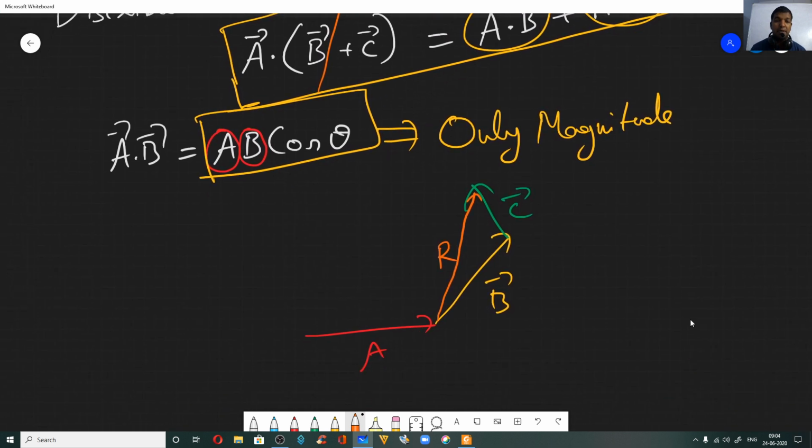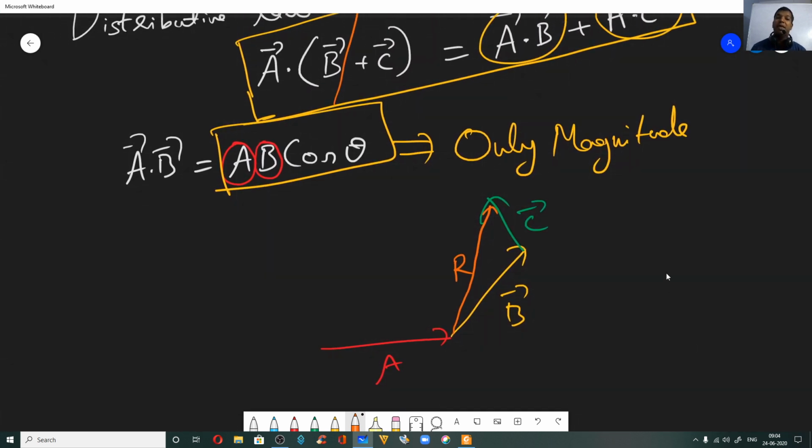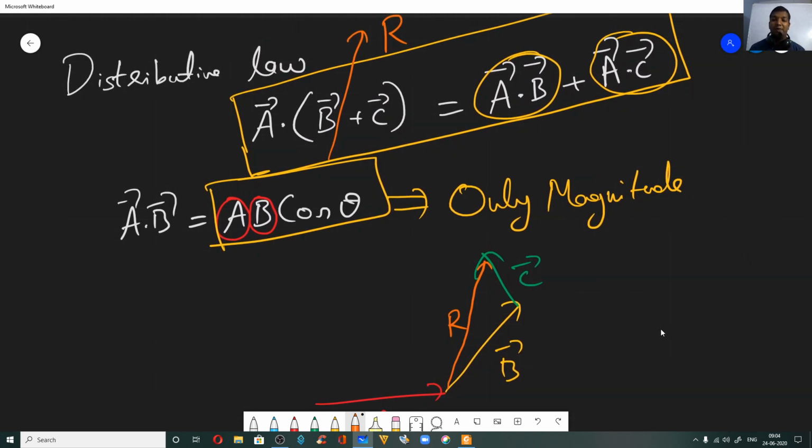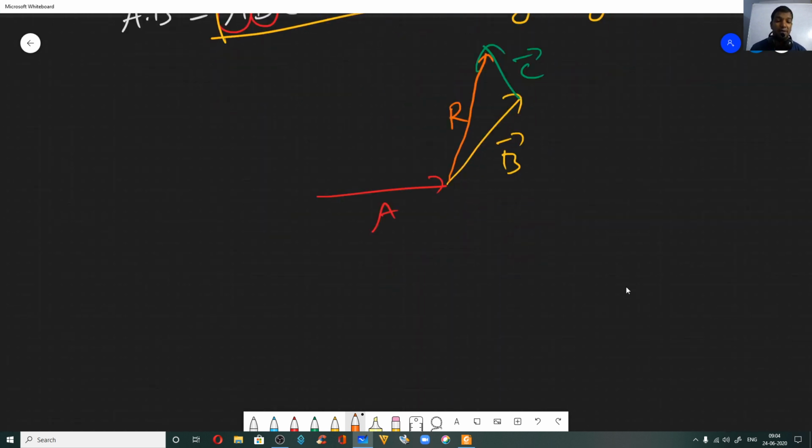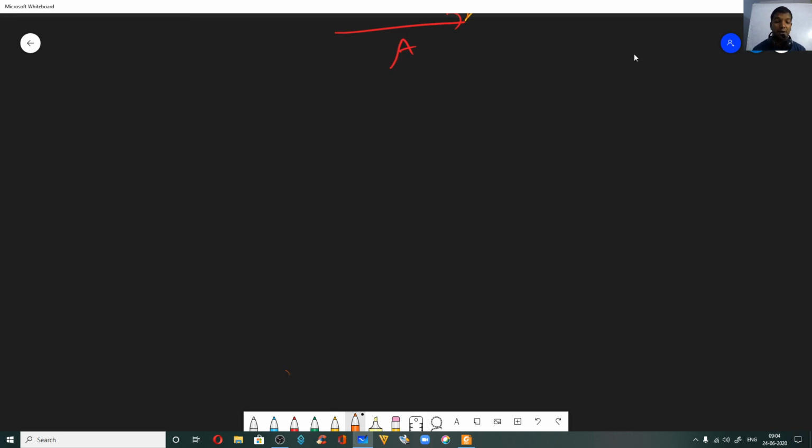All right, fine. Otherwise, you can prove it by taking some values, your own values for angles. So this is about the distributive law, and let us try to get the dot product if they specify the vector in Cartesian form. Before that, say you have a vector a.